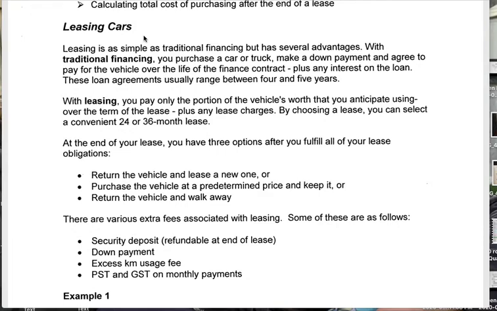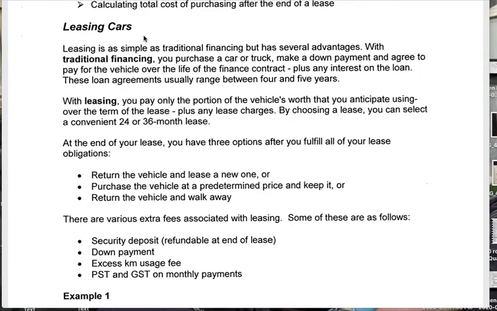By choosing a lease, you can select a convenient 24 or 36-month lease, so 2 or 3 years. At the end of your lease, you have 3 options after you fulfill all of your lease obligations. You can return the vehicle and lease a new one, or purchase the vehicle at a predetermined price and keep it, or return the vehicle and just walk away.